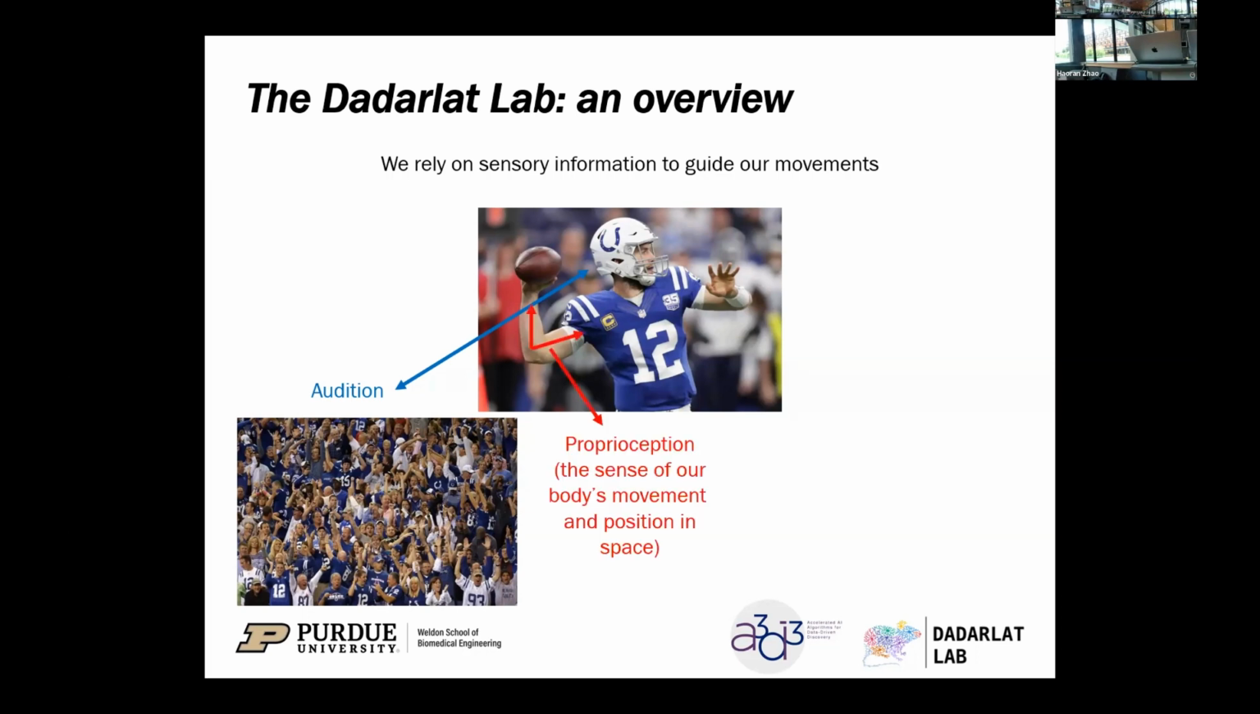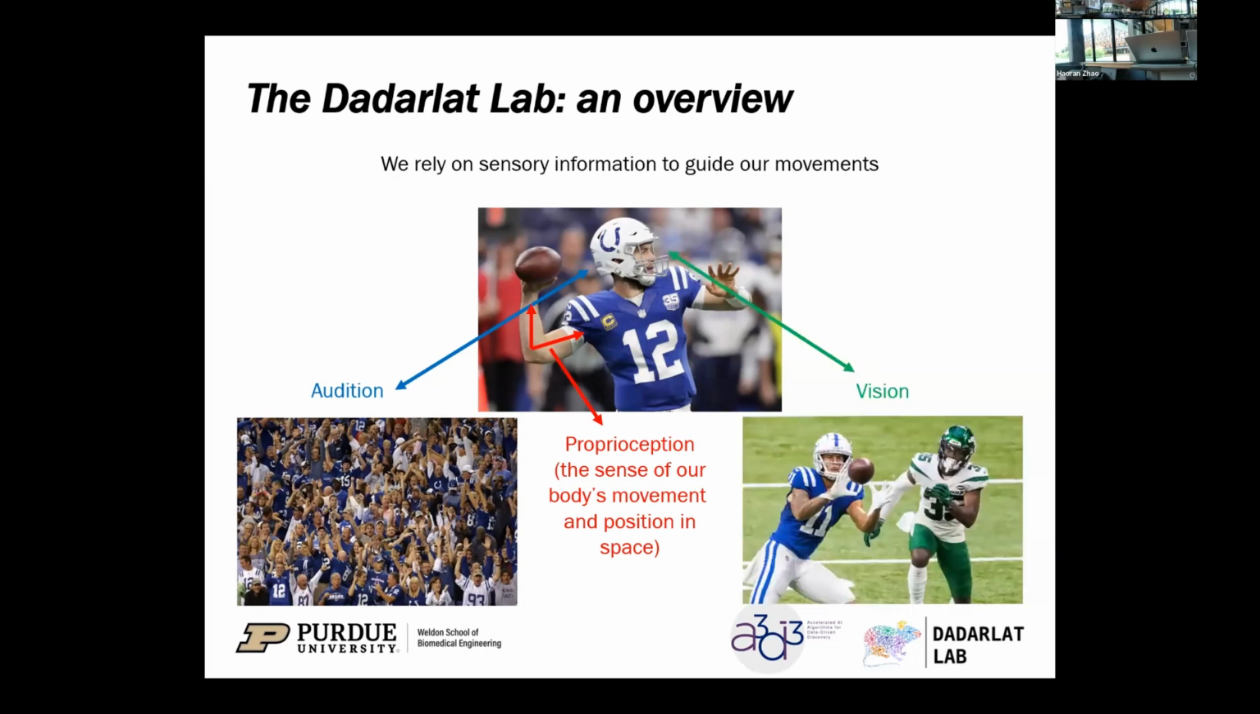He also relies on proprioception. So proprioception is the sense of our body's movement and position in space. So for example, he'll use proprioception with his arm so he can know where his arm is in relation to his body, so he doesn't accidentally throw the ball at the back of his head. He can throw it to his teammate instead. And then he also relies on vision. So he needs to find a visual target, so one of his fellow players that he can throw the ball to. So again, hopefully they can score a touchdown.